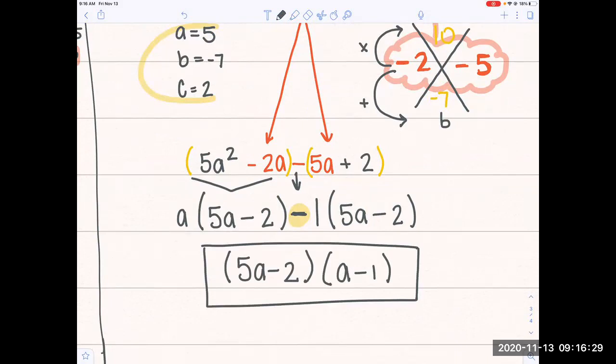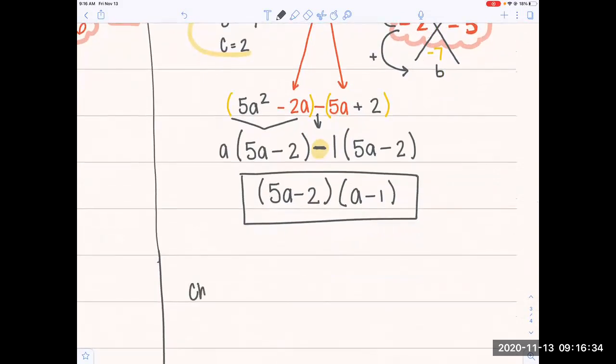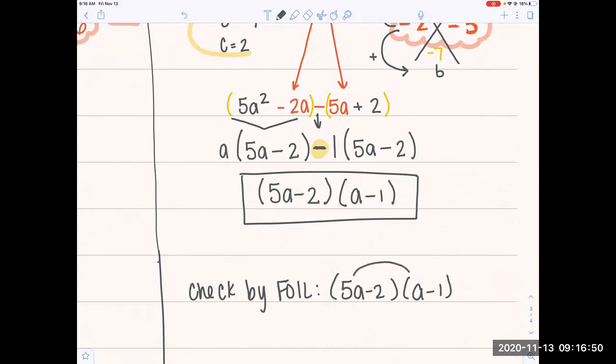I can check it. On this test, you'll have plenty of time to check all of these. So I'm going to check by FOIL or box method. So 5a minus 2 times a minus 1. First, 5a times a, 5a squared. Outer, 5a times negative 1, negative 5a. Inner, negative 2 times a, negative 2a. And then last, negative 2 times negative 1 is positive 2.